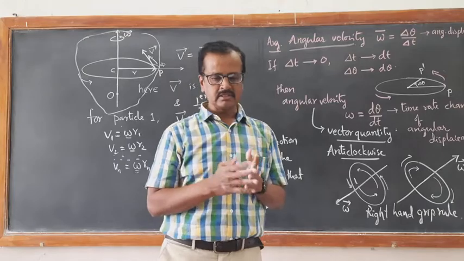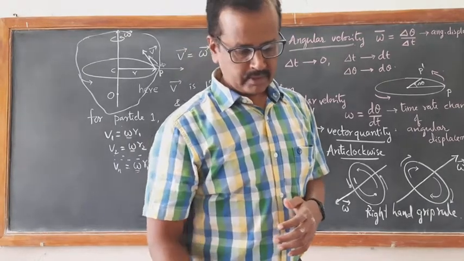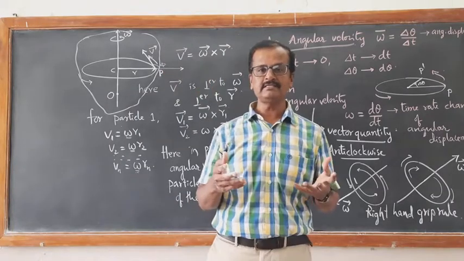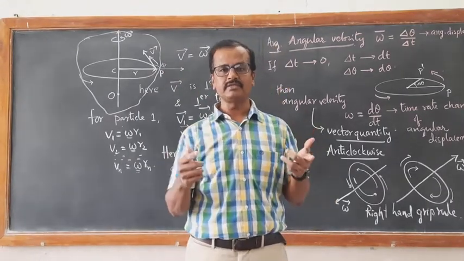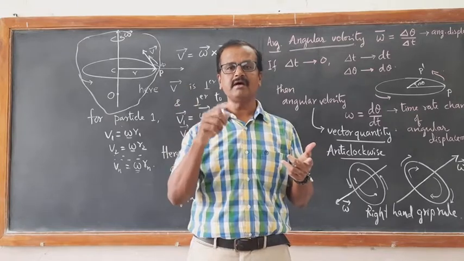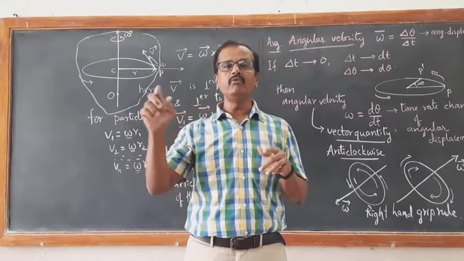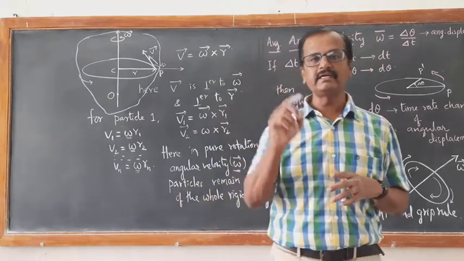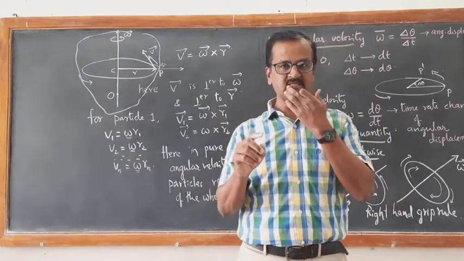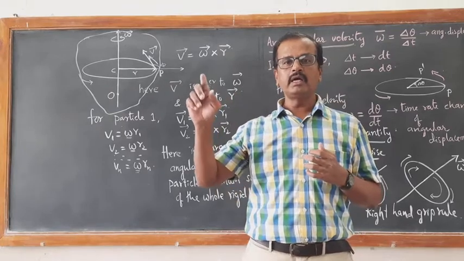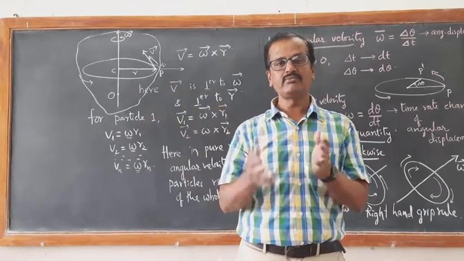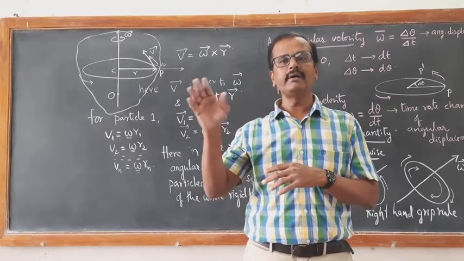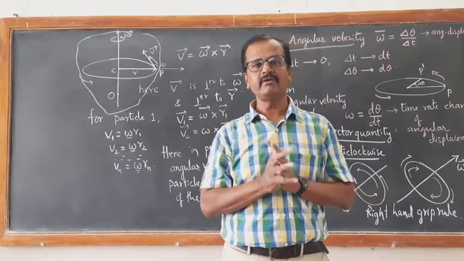So in the next video session, we will learn about angular acceleration. Angular acceleration is the rate of change of angular velocity. Angular acceleration is denoted by alpha. Alpha equal to d omega by dt. Just like linear acceleration a is equal to the rate of change of linear velocity, in the same way, angular acceleration is defined as alpha equal to d omega by dt, the rate of change of angular velocity.